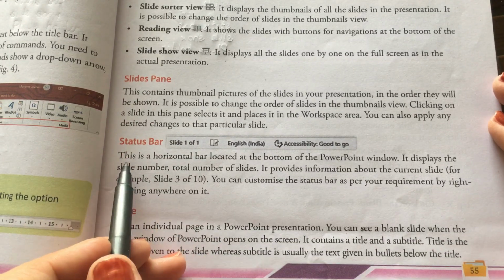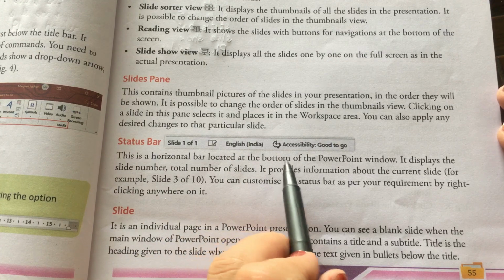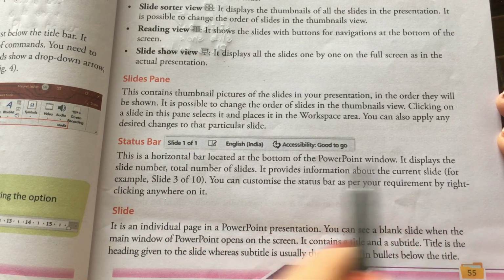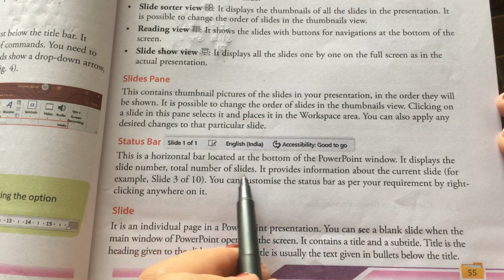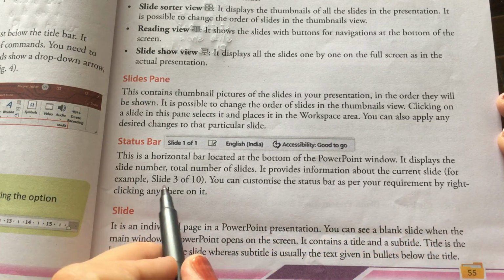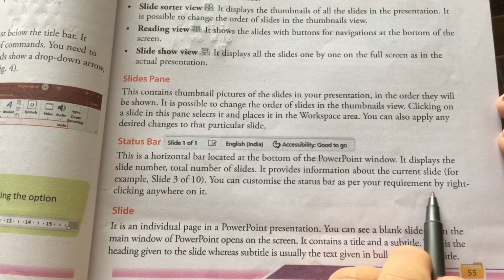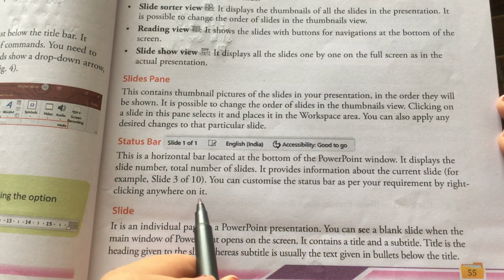Status bar. This is a horizontal bar located at the bottom of the PowerPoint window. It displays the slide number and total number of slides. It provides information about the current slide, for example, slide 3 of 10. You can customize the status bar as per your requirement by right-clicking anywhere on it.